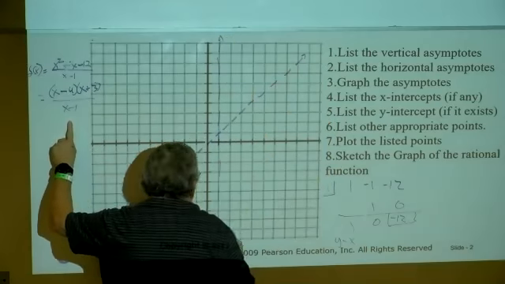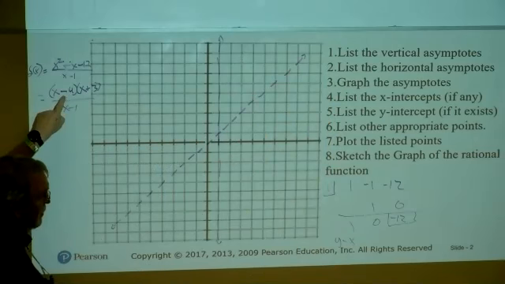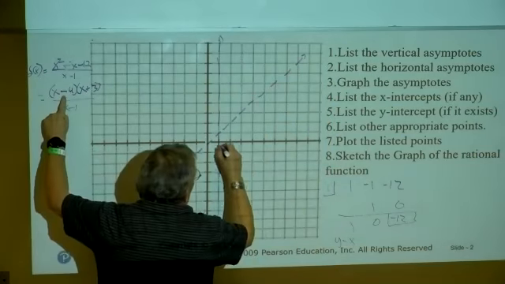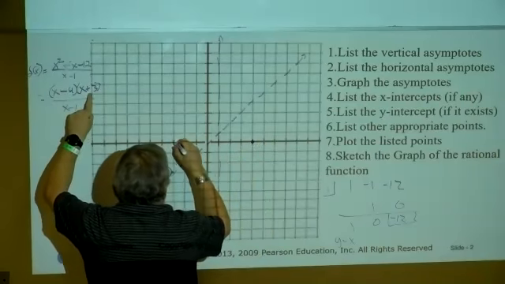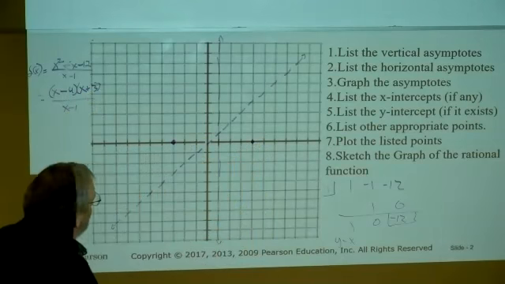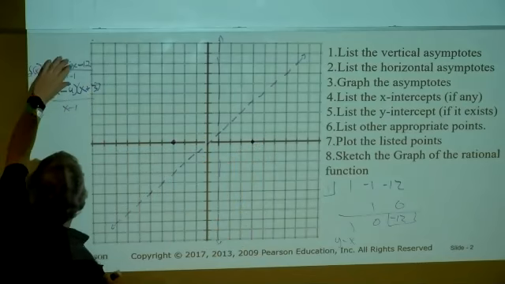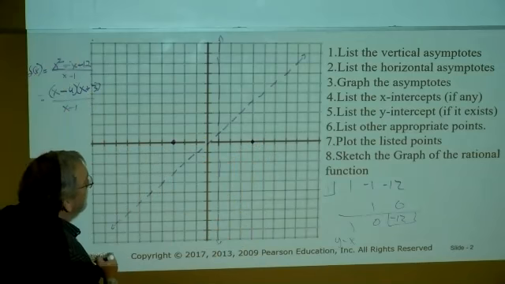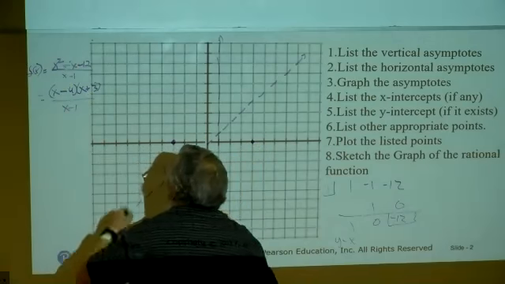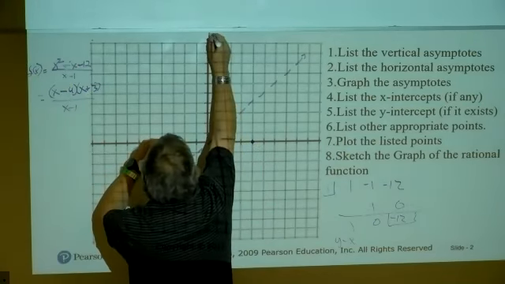Yeah, this one's going to be nice. This one will be nice. My intercepts are 4 and -3. My y-intercept, these x terms go away, so it's going to be -12 over -1, which is a +12. But anyway, it's going to be up there somewhere.